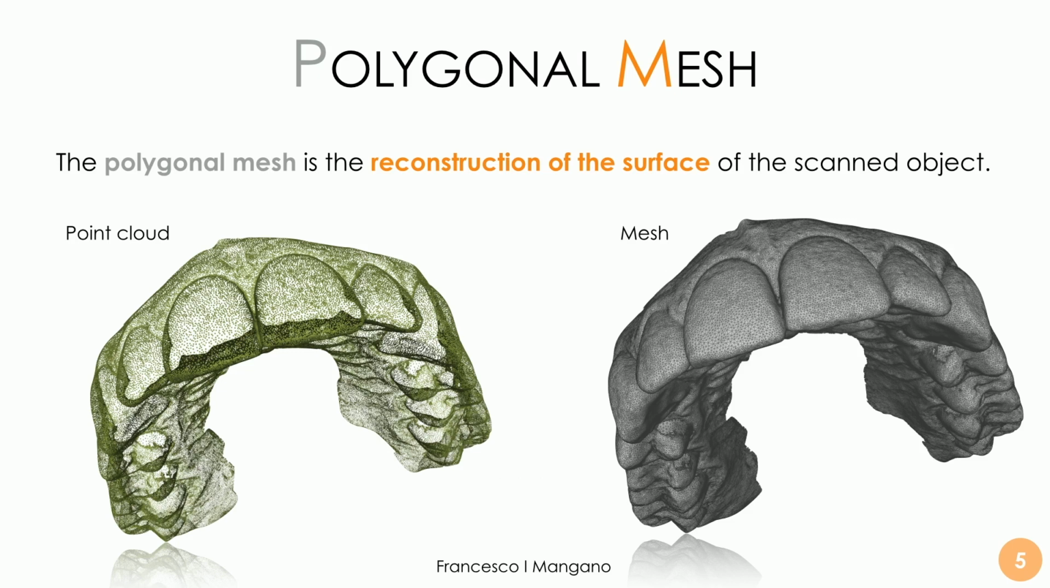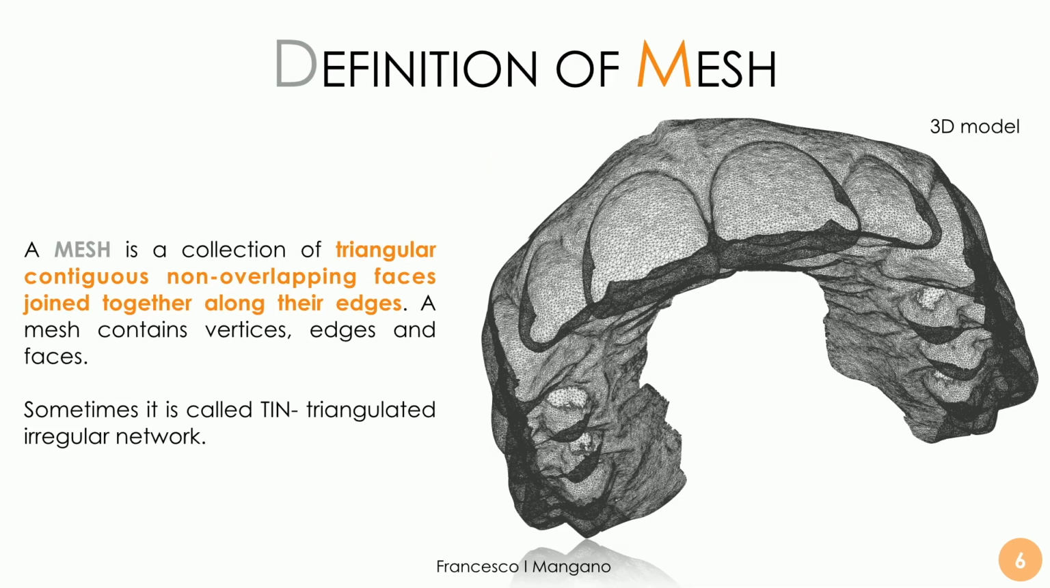Then we have an interpolation, and we have a set of triangles. Then we have a surface that is made by thousands or millions of triangles, depending on the different machine, of course. And the definition of mesh is this one. A mesh is a collection of triangular, contiguous, non-overlapping faces, joined together along their edges. A mesh contains vertices, edges, and faces.